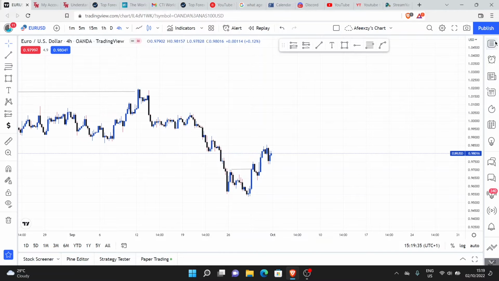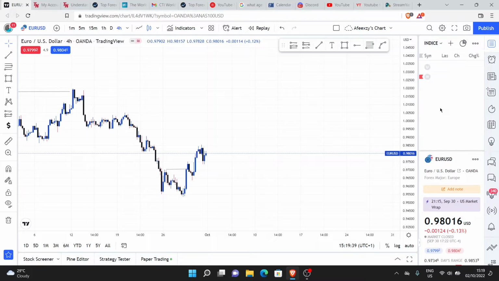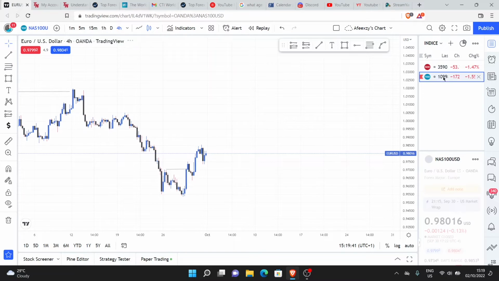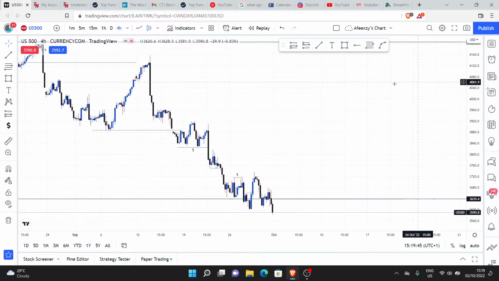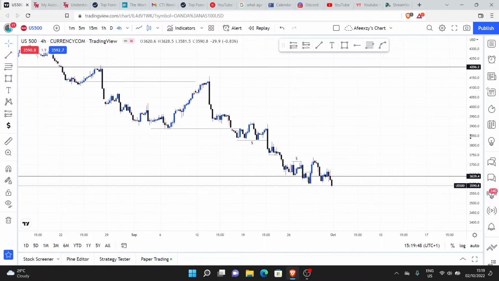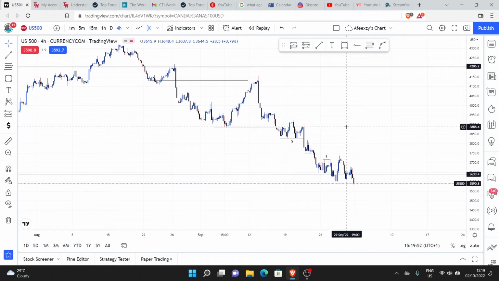Now going to our indices, let's head to our indices. Let's start with S&P 500. On our S&P 500, you can see that I marked this last week. I just like marking my chart up, even though I'm not trading it. I'll just mark it up so that I can follow the market to see, okay, how did the market react in some scenario.